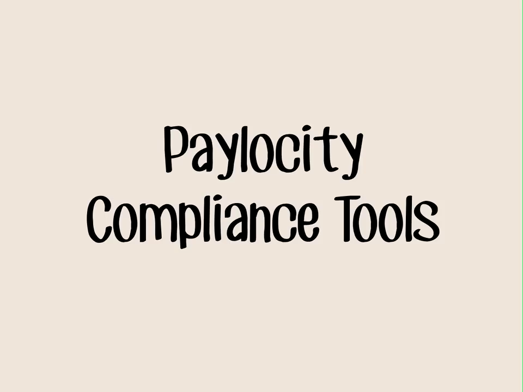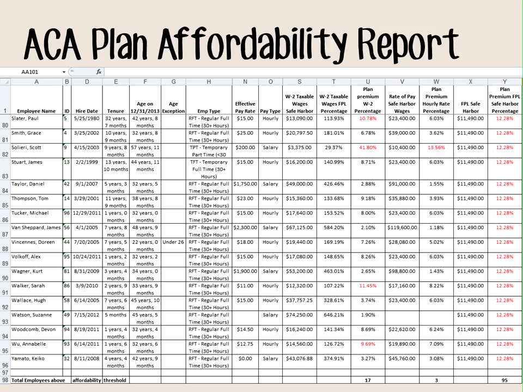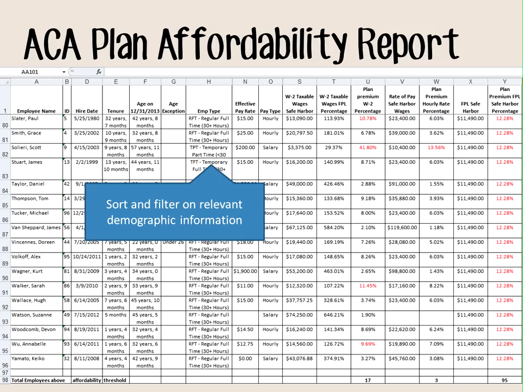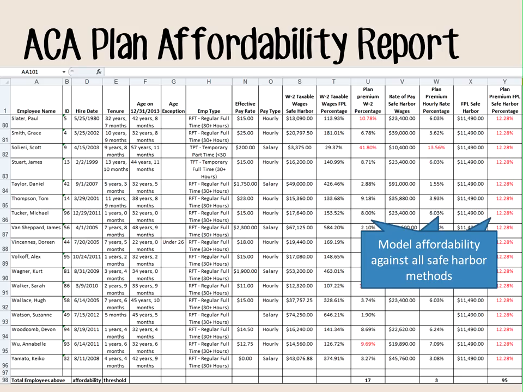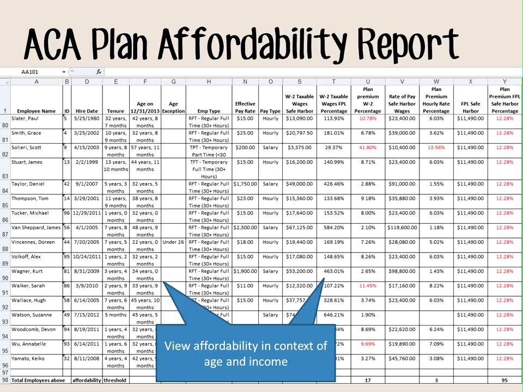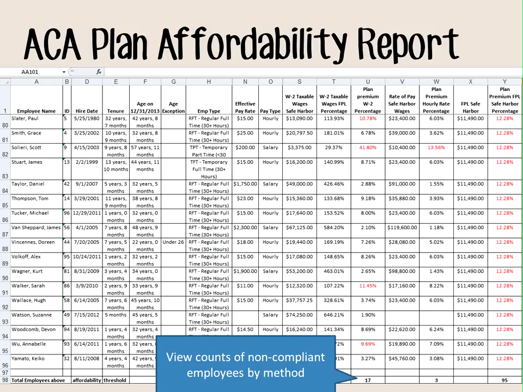Paylocity provides a number of standard compliance tools for clients to assist them in complying with the affordability component of shared responsibility. The standard ACA Plan Affordability Report allows an end user to sort and filter on relevant demographic information. With this, they can also model affordability against all allowable safe harbor methods simultaneously. And this information is always presented in context of an employee's age and income to help an employer gauge their potential eligibility for other types of coverage, such as parental coverage, Medicare, or Medicaid.